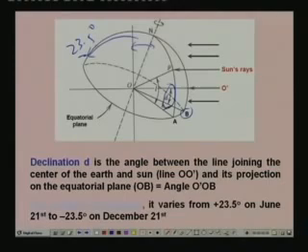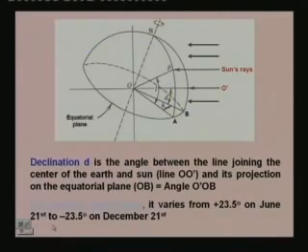You find that for the northern hemisphere the declination varies from plus 23.5 degrees on June 21st to minus 23.5 degrees on December 21st, and this will be exactly reverse for the southern hemisphere. This will be clear with the help of this picture.